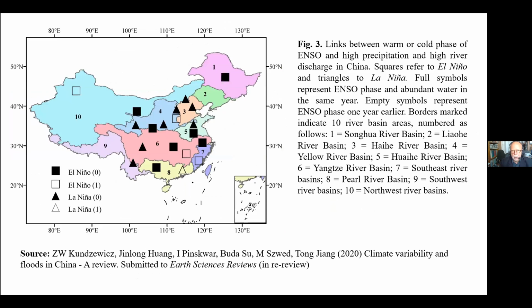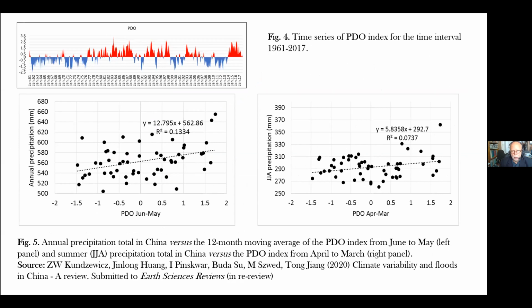And in this Earth Sciences review paper, this is a literature review, so it is based on published articles. We noted areas where people, other researchers, found links between El Niño and intense precipitation, heavy precipitation, and floods in much of China. PDO also plays a role. So there are some links between a PDO index and annual precipitation and summer precipitation over China. Not as strong as ENSO, but also it's interesting, I think.